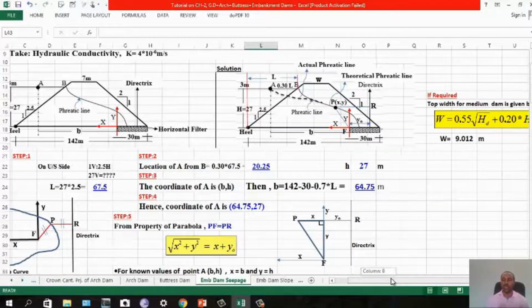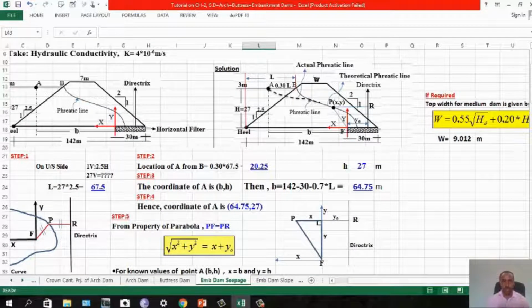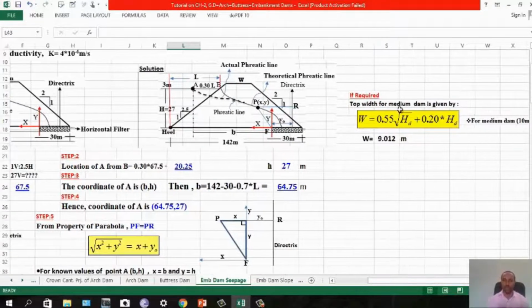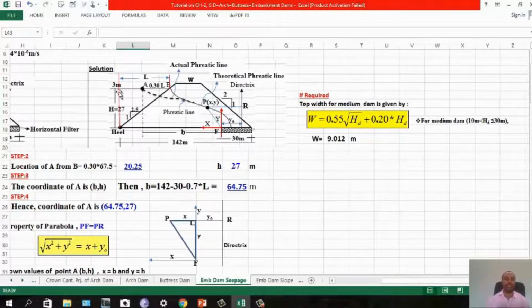Just to make a clarification again, if you don't have the top width or crest width of the embankment dam, you can use empirical equations. So top width for a medium dam, between 10 and 30, you can use this equation for crest width. Sometimes you can use crest width, but for the time being, it is not required. Already you have the bottom dimension and you can calculate the B dimension since you have upstream and downstream side slope.